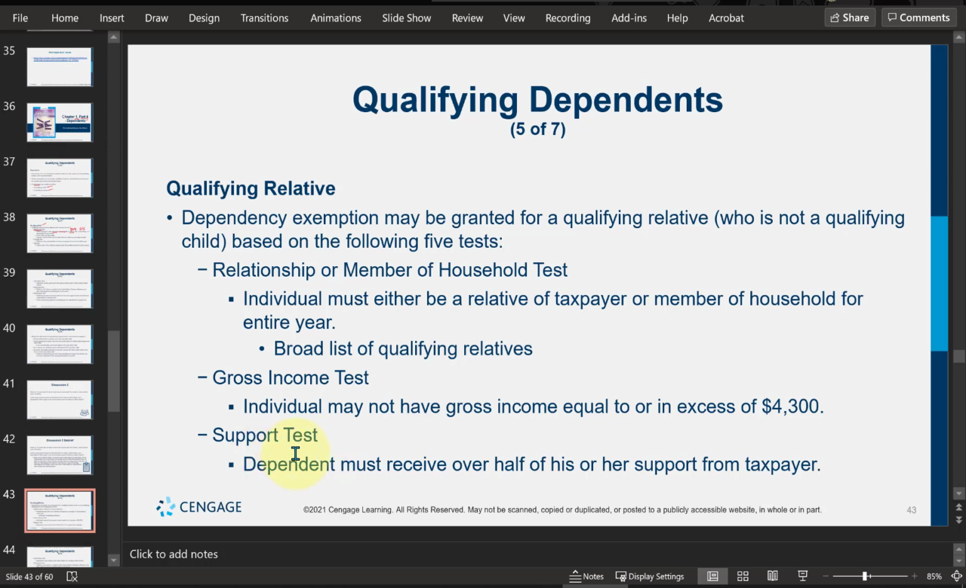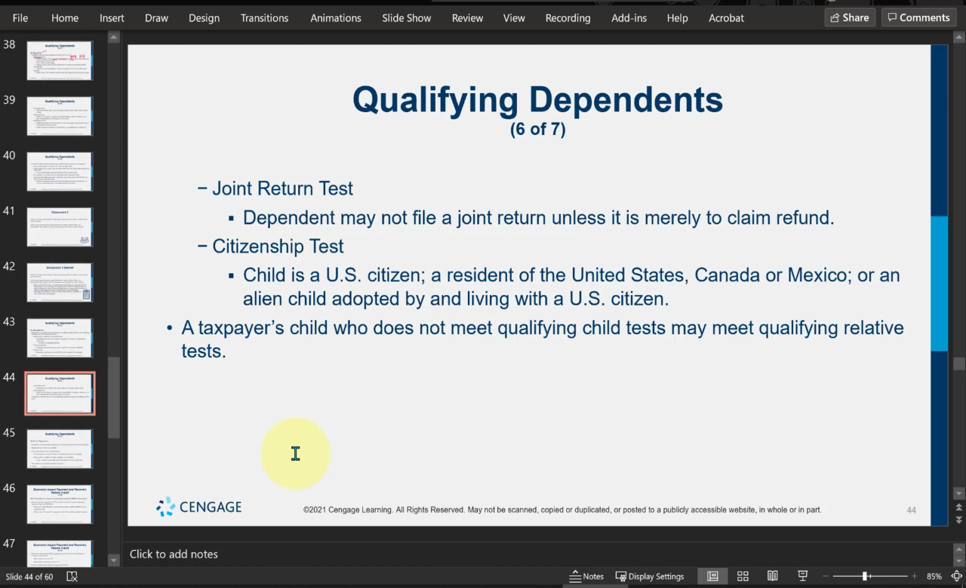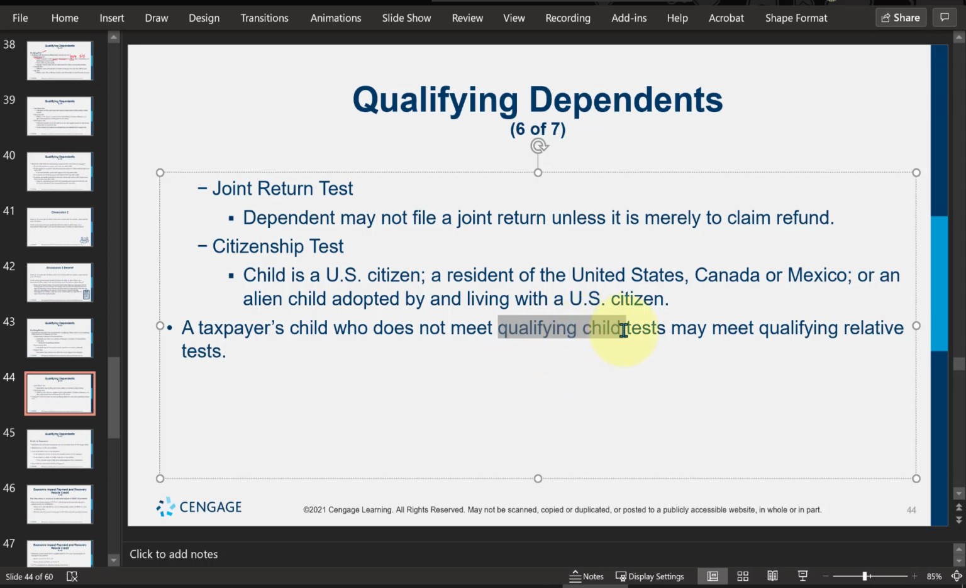Support now, where the taxpayer supports the dependent. Like we've seen before, the dependent shouldn't file a joint return with a spouse unless it doesn't result in decreasing their taxes, so maybe they should file separate returns. Likewise, they have to be a U.S. citizen or a U.S. resident or resident of Canada or Mexico. Let's see, if the taxpayer's child does not meet the qualifying child test, maybe they meet the qualifying relative test. Again, you always test first for qualifying child, and then if you don't meet it there, maybe that child will fall under the qualifying relative test.